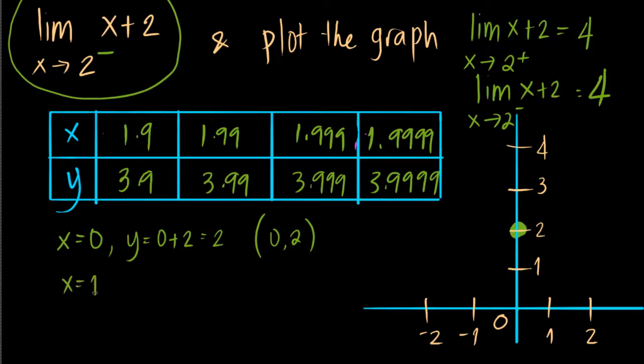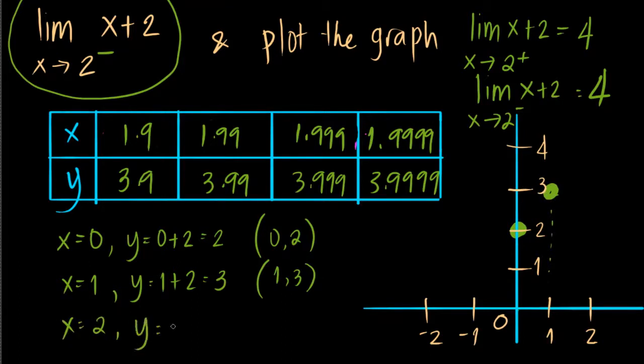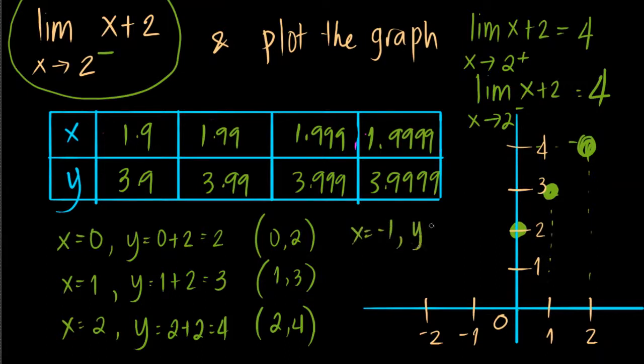Now, if x equals 1, then y equals 1 plus 2 is equal to 3. Our second point is (1, 3). Okay. x equals 2. So y equals 2 plus 2, that's 4. So that's (2, 4). And then if you really want, you can put here something for negative 1. So if x is equal to negative 1, y is equal to negative 1 plus 2, or 1.